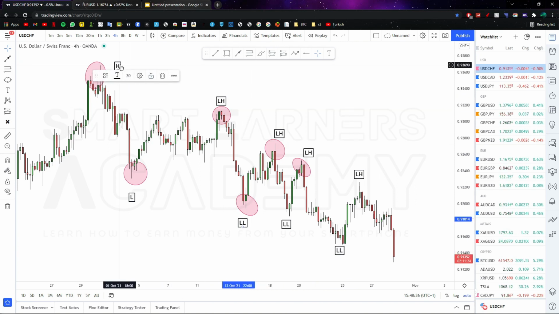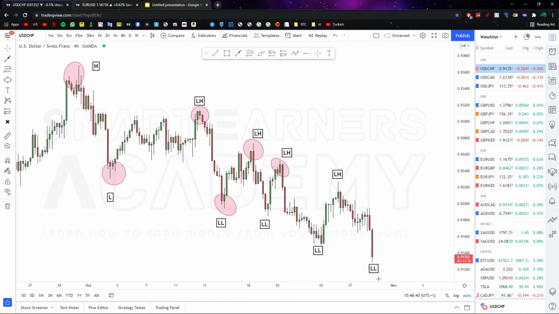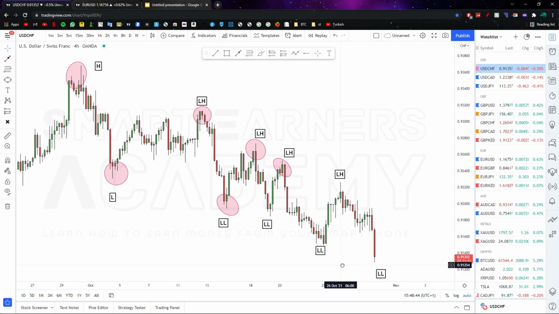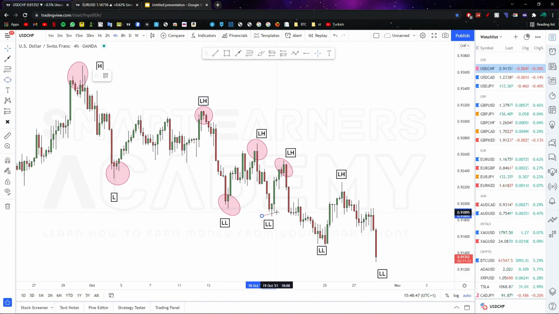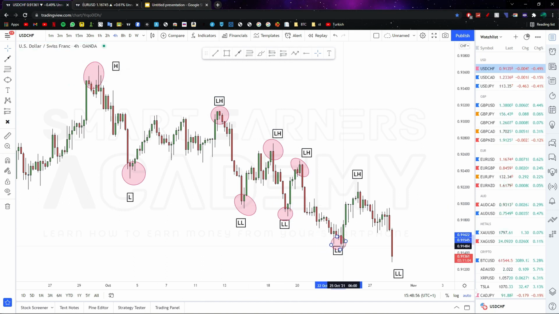And now we are forming another lower low over here. Well, it hasn't been formed yet, but we can just assume because price has broken through, we are going to form a lower low, right? And then let me just mark all of these out. Right, and then again, lower low. And then eventually we'll create another one. So this is what bearish structure looks like, and I hope that makes sense.